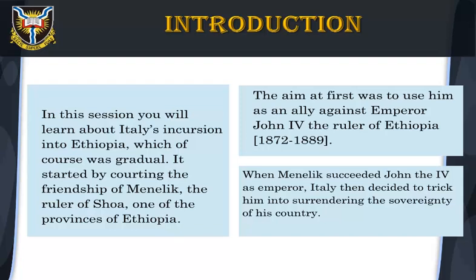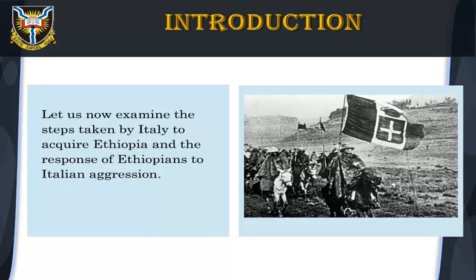It started by courting the friendship of Menelik, the ruler of Shua, one of the provinces of Ethiopia. The aim at first was to use him as an ally against Emperor John IV, the ruler of Ethiopia. When Menelik succeeded John IV as emperor, Italy then decided to trick him into surrendering the sovereignty of his country. Let us now examine the steps taken by Italy to acquire Ethiopia and the response of Ethiopians to Italian aggression.